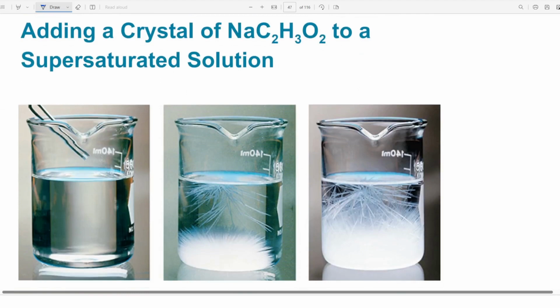Here we have a supersaturated solution of sodium acetate. It doesn't appear to be supersaturated on the left because it's clear. But if you add just one crystal of sodium acetate, crystallization occurs around that seed crystal, and this is actually a very rapid process, and the extra sodium acetate crashes out of solution because it was holding too much, or more than would normally dissolve at that temperature.